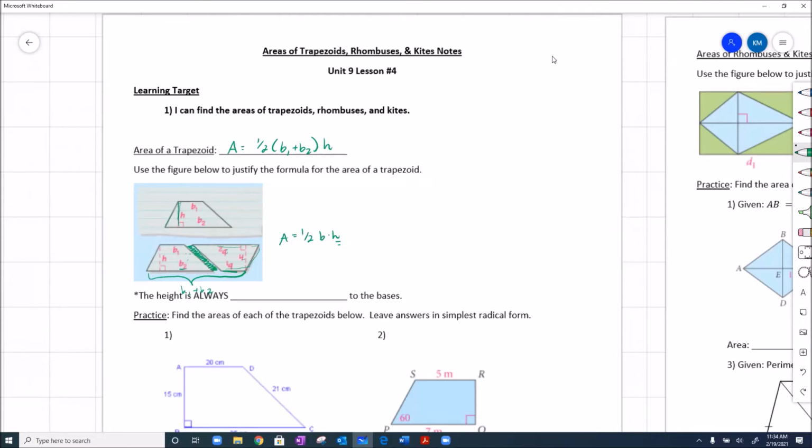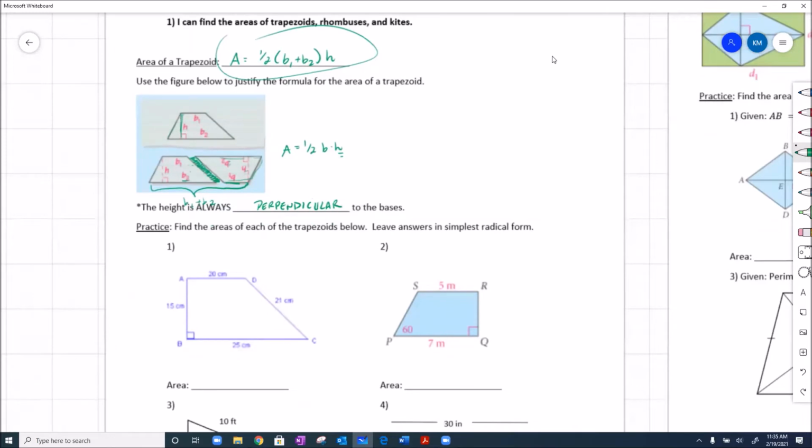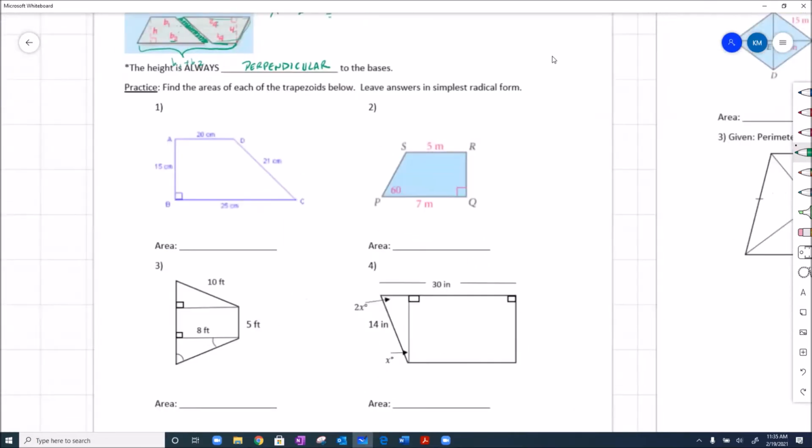So remember that the height is always perpendicular to the bases. Okay, so that's just how we find it. I guess you might ask why I'm talking so long about that. Remember, this is the formula: area equals 1/2 base 1 plus base 2 times height. Okay, so that's what we need.